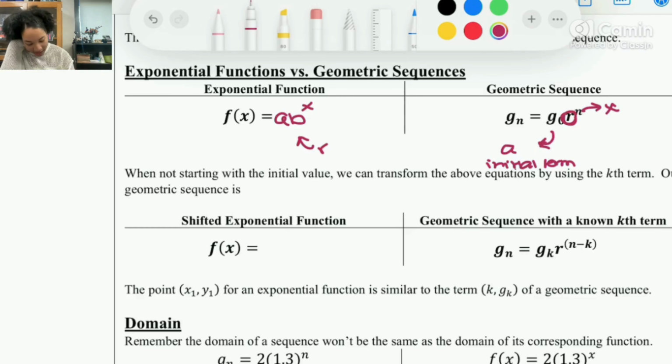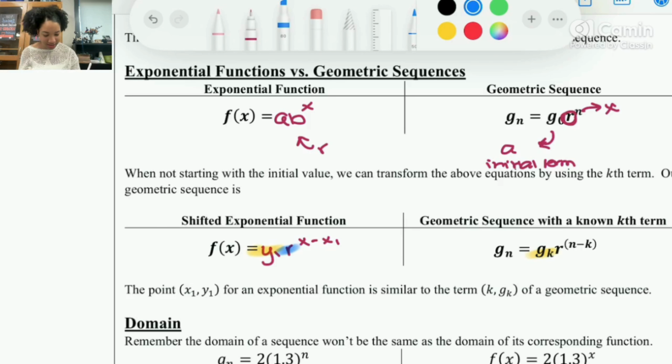So the shifted exponential function is y1 times r to the power of x minus x1, and that's going to be related because, once again, the y1 is going to represent the gk, or the nth term that you're using, and then the r is going to represent your r, and the x minus x1 is going to represent your n minus k.